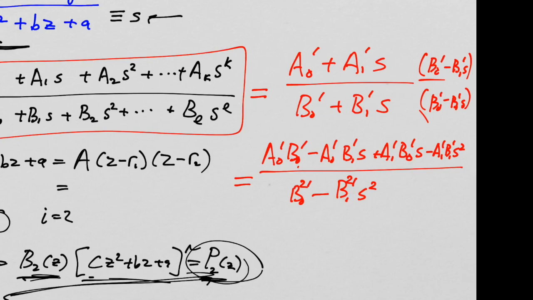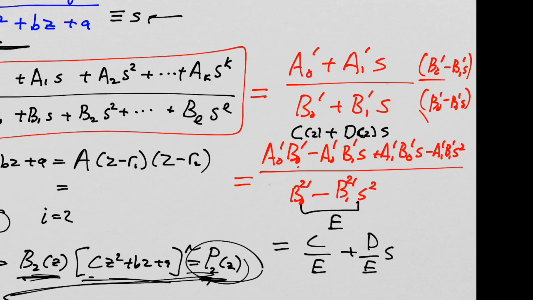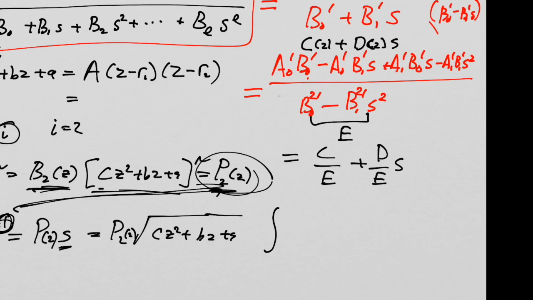So if we called this, I'll give it the letter E, and we split the top into a rational function of z, which I'll call, say, c of z, plus another rational function of z, which I'll call d of z times s, this whole thing is going to equal c over e plus d over e times s. Not times s. Yes, times s.